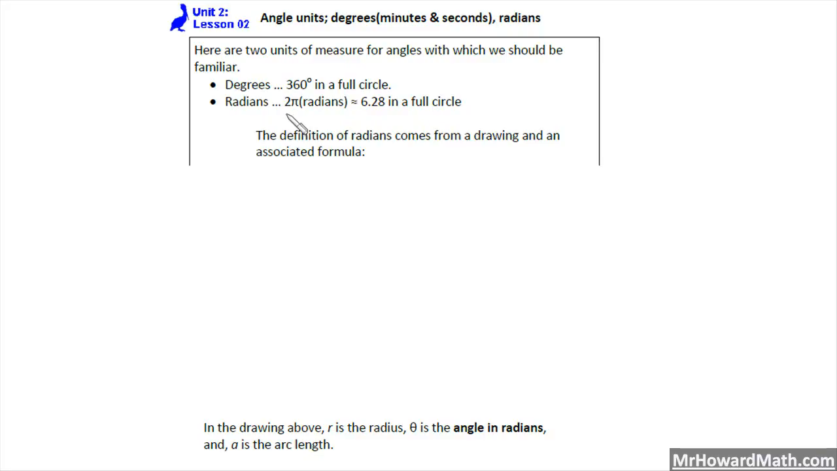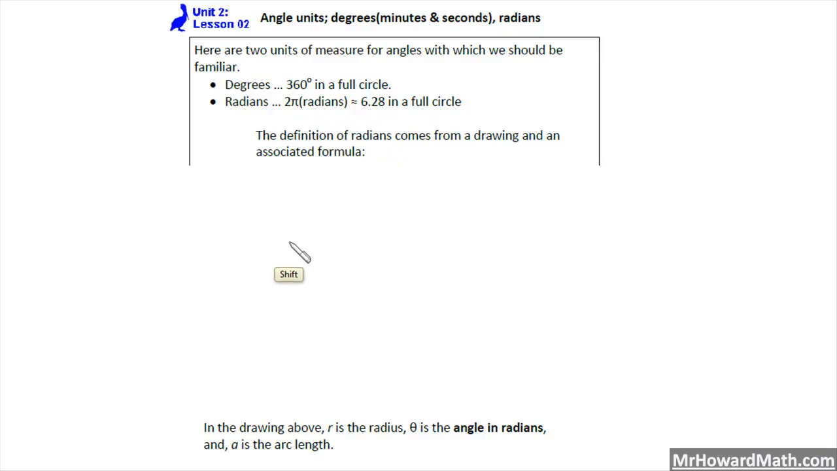So there are 2 pi radians in a full circle, just like there are 360 degrees. That's approximately 6.28 radians in a full circle. Pi is about 3.14, so double that, 6.28. The definition of radians comes from a drawing and an associated formula.